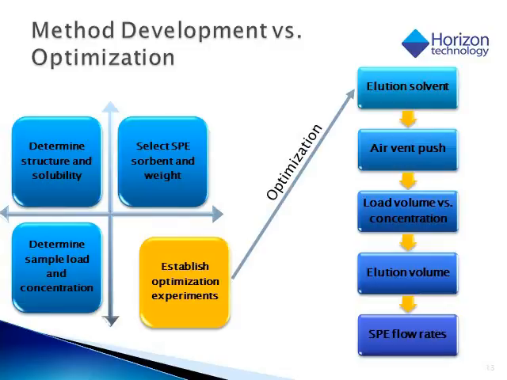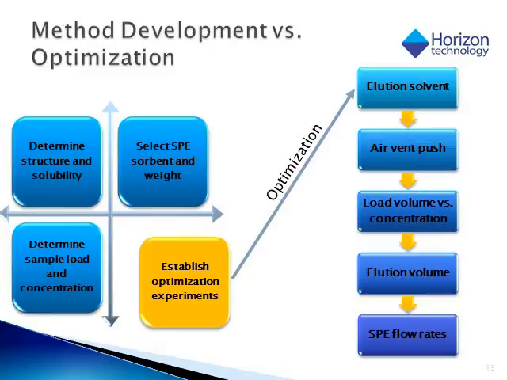Following the method development structure and solubility determination, selection of sorbent and weight for the SPE column, and determination of how much to load and what concentration to use, the next logical step is to begin optimization experiments. And you can see the list of experiments might be quite long, but the focuses that I took were really on the ability to elute in the smallest volume possible and to be able to have the strongest colors for each of the 3 compounds.